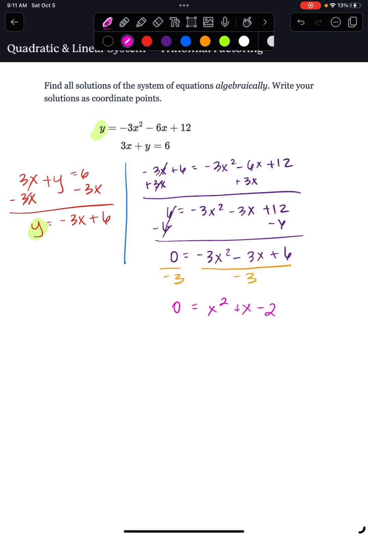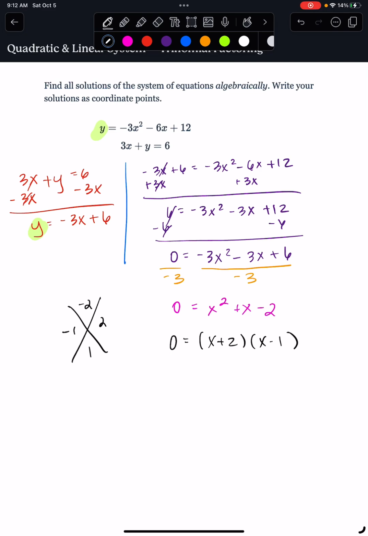And now we're left in a situation where we can just do x game. So here we can do x game, where what multiplies to negative 2 and adds to positive 1. We can do x game because we have a trinomial and we've dealt already with the greatest common factor. And what we'll see here is that we have positive 2 and negative 1. So this can be factored into 0 is equal to x plus 2 times x minus 1.